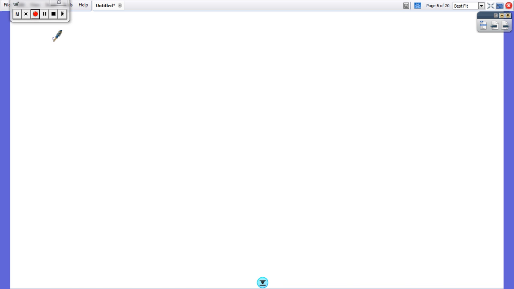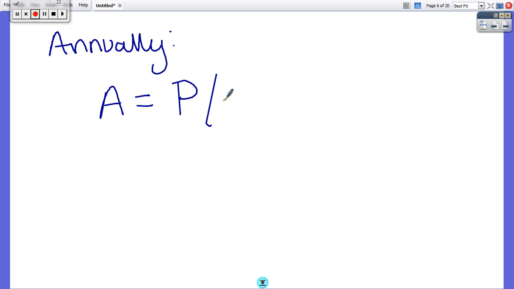So if it's compounded annually, the formula is always going to be A is equal to P times (1 plus r) to the n. And you probably have seen this formula before. This time we're going to be able to solve it using natural logs and logs.